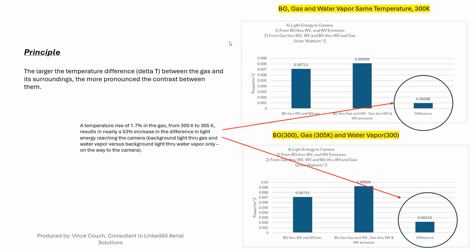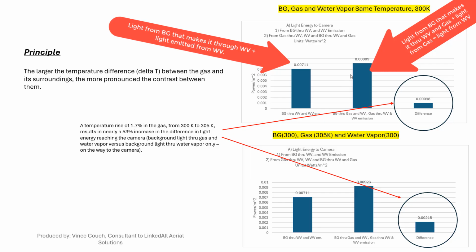Here's the delta T simulation. The larger the temperature difference between the gas and its surroundings or the background, the more pronounced the contrast between them. This is a simulation model, and this is at the camera sensor. It's accounting for the filter, the quantum efficiency, and the lens, with only certain wavelengths passing through. So this is the net at the detector, or the sensor. The background light through the water vapor, and the light from the water vapor emission, 0.0071, versus the background through the gas and water vapor, and then you've also got gas through the water vapor and also water vapor emission.